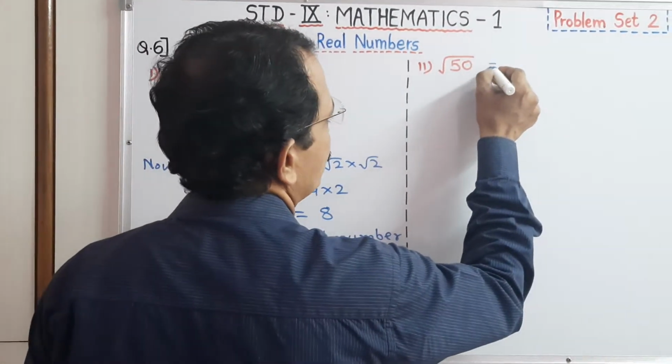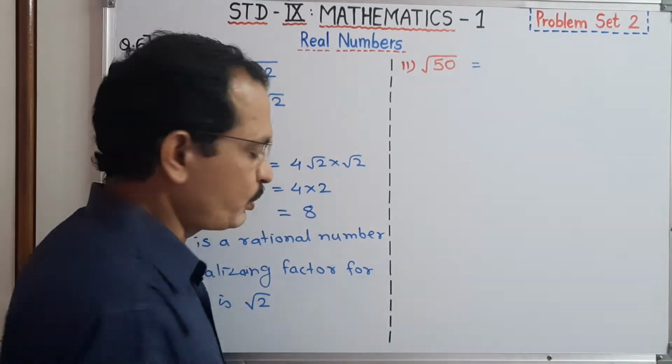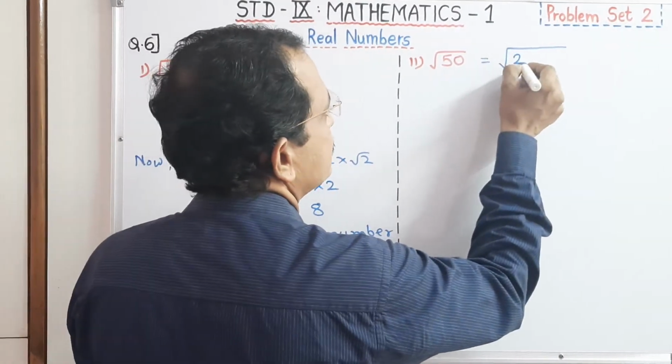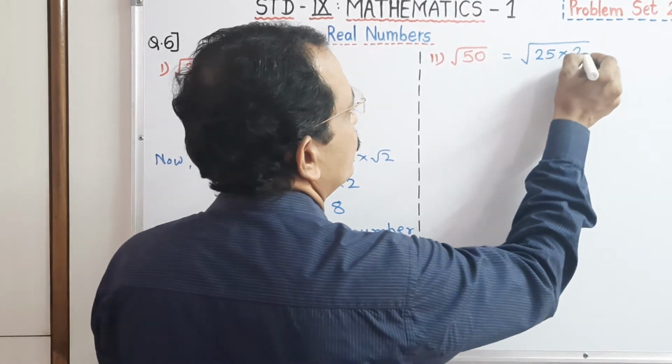Now for that also we have to write it in a simple form. For writing the simple form, we have to factorize this. It is 25 into 2.